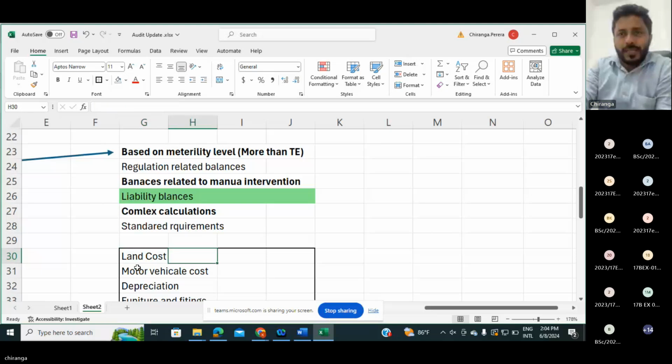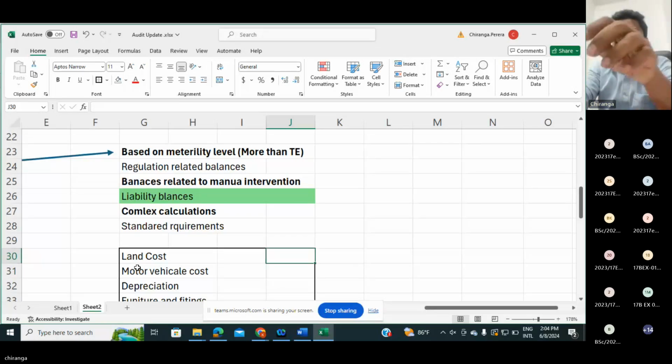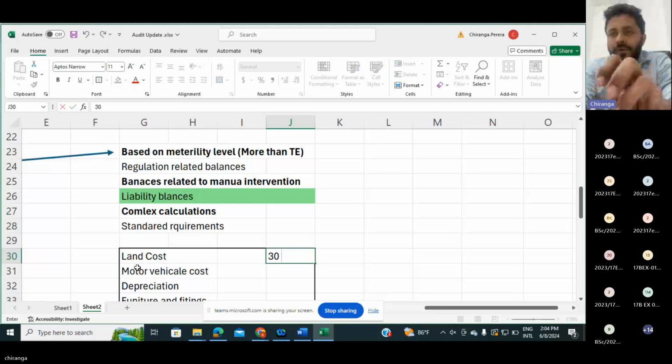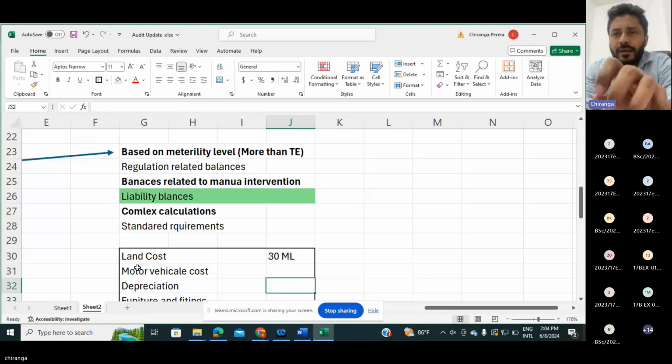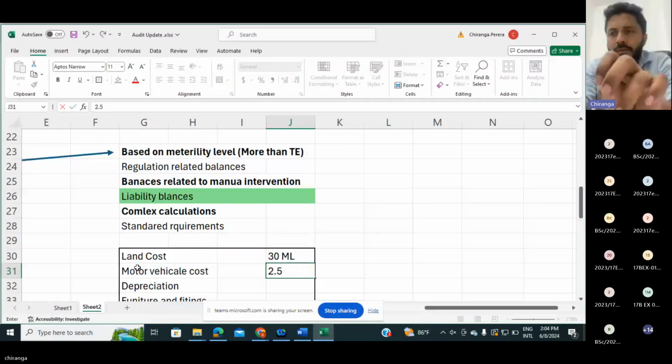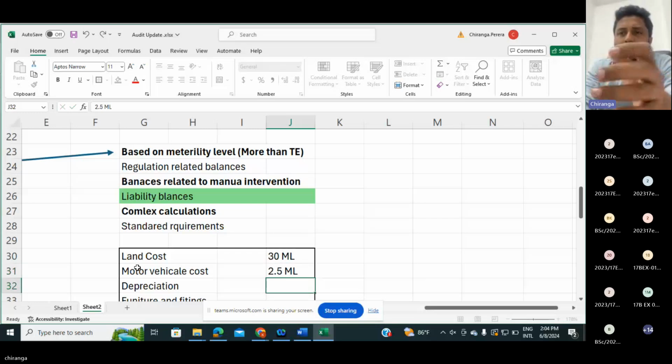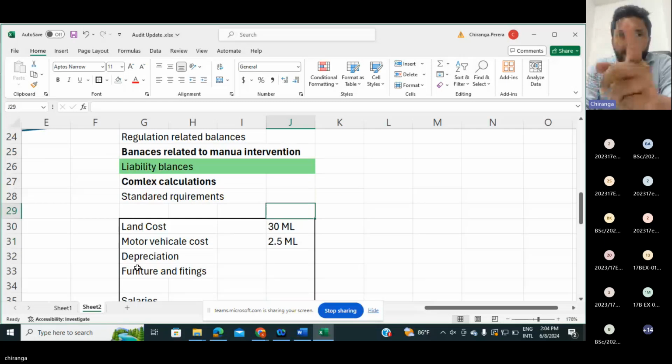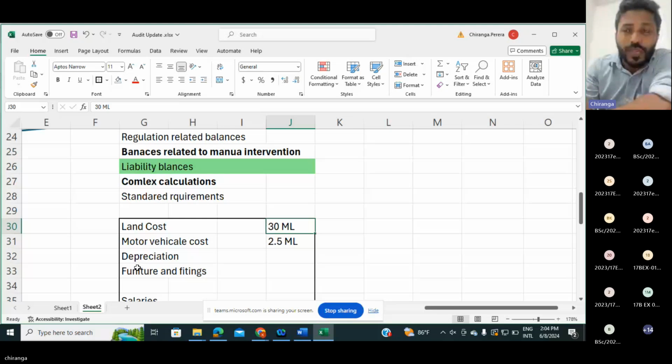You know that these balances, let's say land cost 20 million, let's say 30 million, right? Motor vehicle cost 2.5 million. So likewise, we have balances. As I said last week, we have to do the risk assessment. To which level? We have to do the risk assessment to which level? Assertion level, right? Assertion level. What do you mean by that?